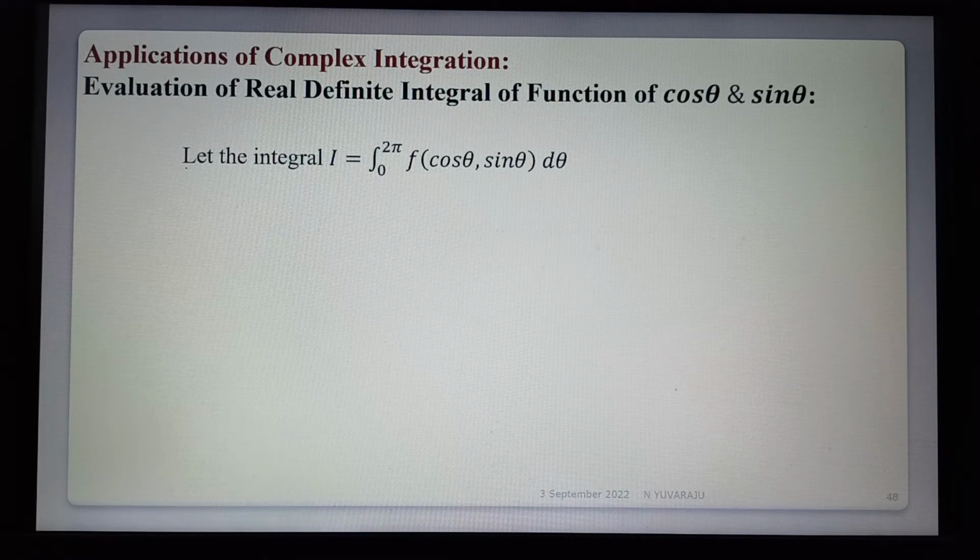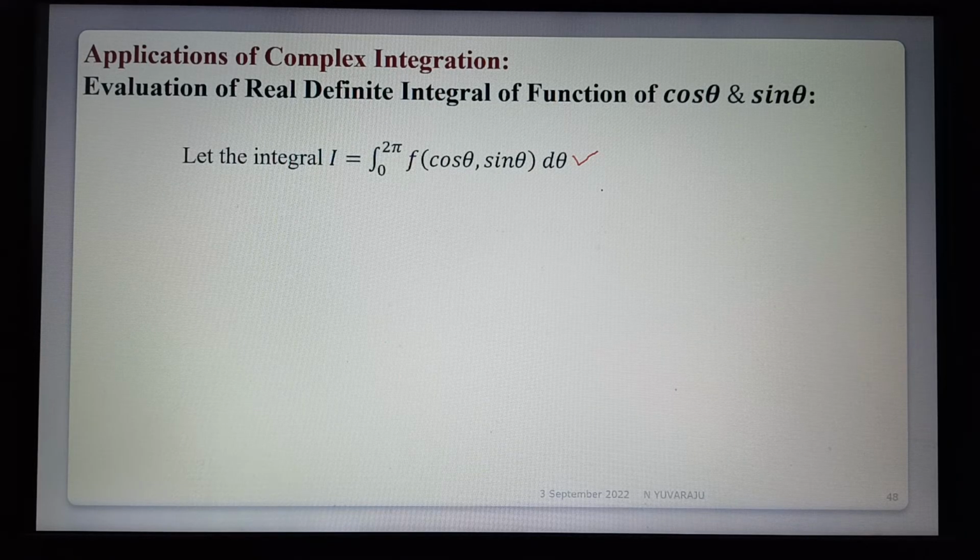So what is the procedure? Let the given integral I be equal to the integral from 0 to 2 pi of f of cos theta comma sin theta d theta. This is a definite integral of a function of cos theta and sin theta, with theta limits 0 to 2 pi.